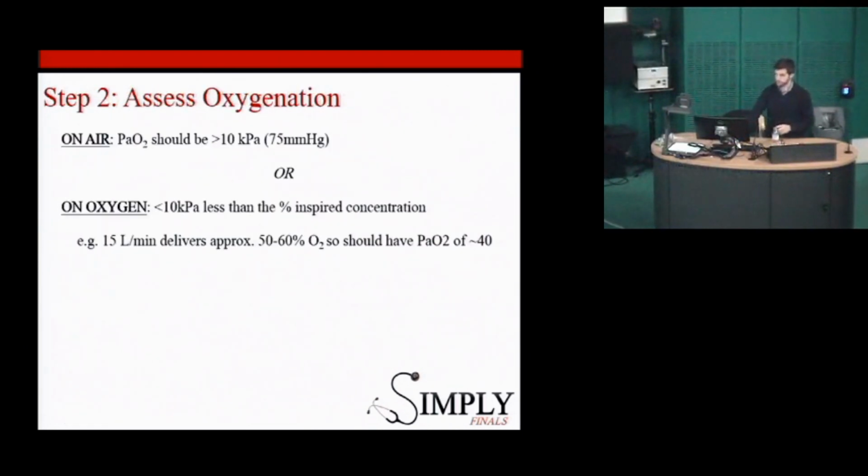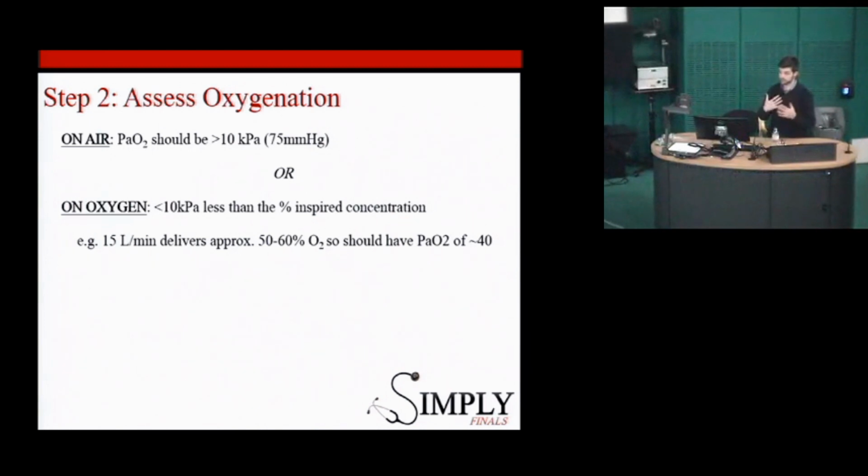So in terms of oxygenation, just a few small points. Normal on-air oxygen should be above 10. If they're on oxygen, it should be 10 kilopascals less than the percentage of oxygen they're on. That's an easy example. So if they're receiving 15 litres of oxygen and their oxygen is 11, that's not normal.